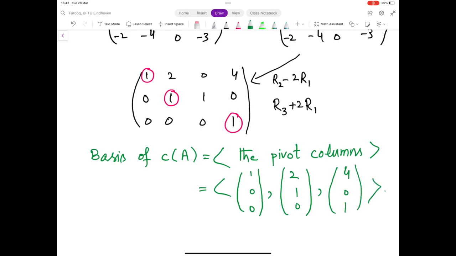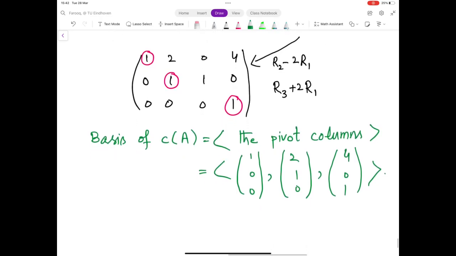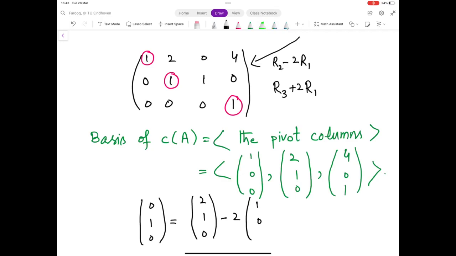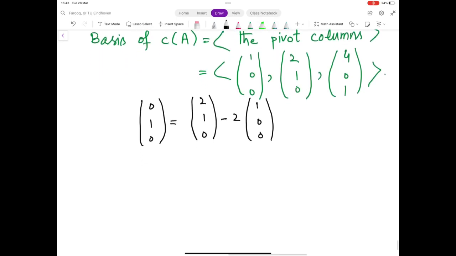So we see that the column space is generated by 4 elements, but in fact only 3 vectors are linearly independent. So these are the basis of the column space. The column 3 0 1 0 can be written as a linear combination of column 1 and column 2. So it means that the third column is linearly dependent on columns 1 and 2.